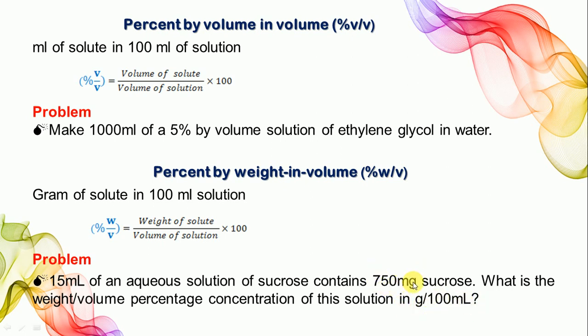That means we have to convert this 750 milligram into gram. We know that 1000 milligram is equal to 1 gram. In that case, 750 milligram will be equal to 0.75 gram. So 0.75 gram is the weight of solute divided by 50 ml, the volume of solution, into 100. And what is the answer? After calculation, the result will be the accurate answer.